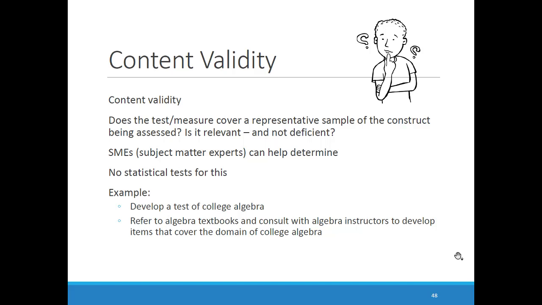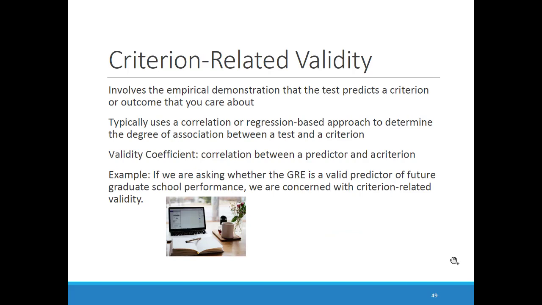And there are no statistical tests to determine content validity, but subject matter experts can help determine it. In IO psychology, SME is a commonly used abbreviation, and this refers to subject matter experts. So, for example, if I wanted to develop a new test of personality, then I would want to consult with subject matter experts who are experts in the matter of personality to help me create my test to make sure that I have good content validity. I'm covering all domains of personality and I'm not deficient in any way.